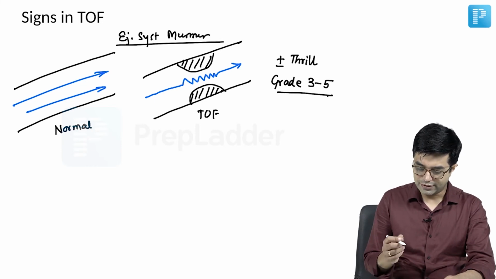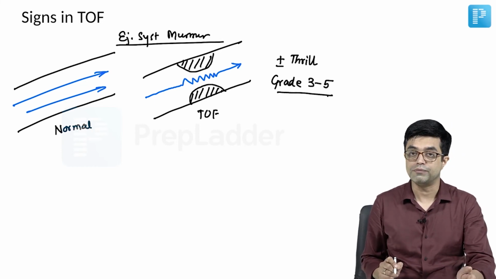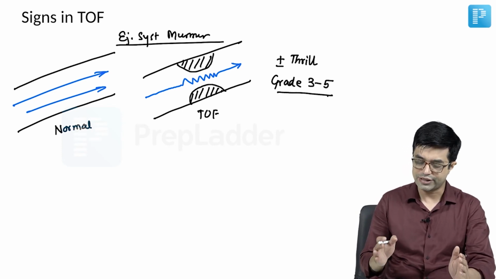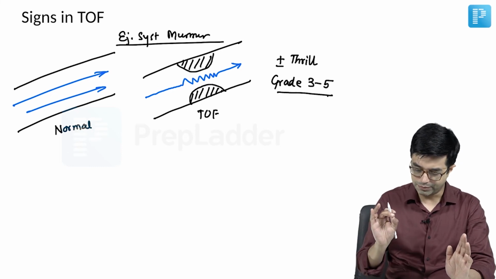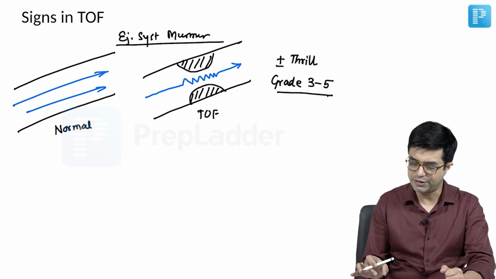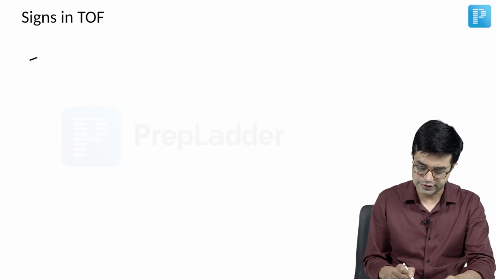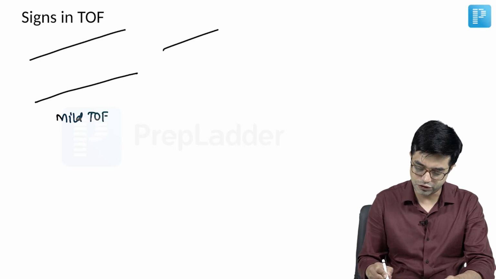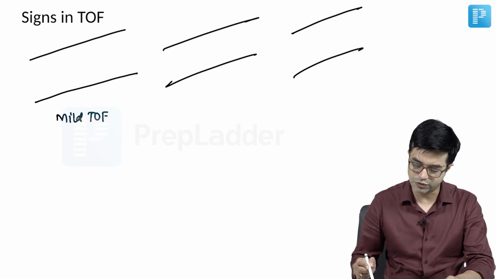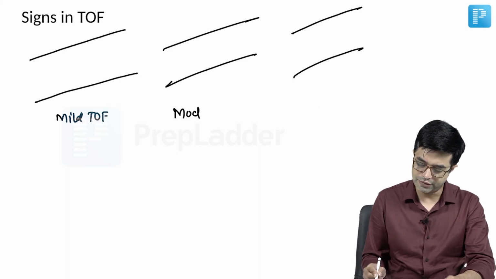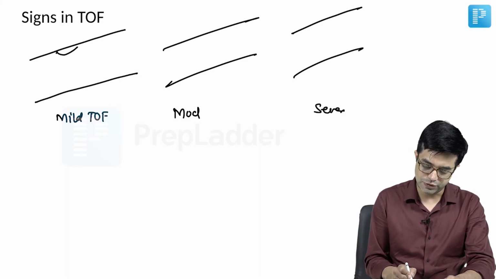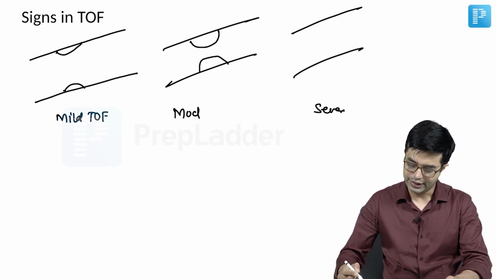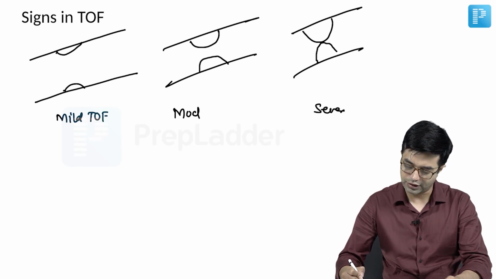Now, what is the intensity of this murmur proportional to? There is a controversial MCQ asked on this, so we need to understand what the intensity of the murmur is proportional to. To make this concept more clear, again I will make a handmade diagram here. Let us consider 3 varieties. The severity of TOF is dependent upon the severity of right ventricle outflow tract obstruction. So, we have 3 forms: mild, moderate and severe. In mild form, you have obstruction like this. In moderate form, you have obstruction like this. In severe form, you have obstruction like this.